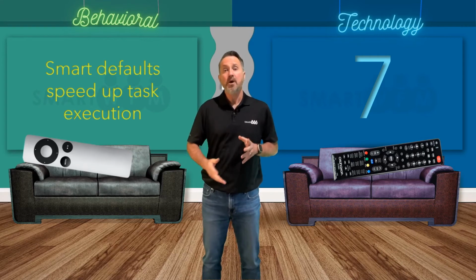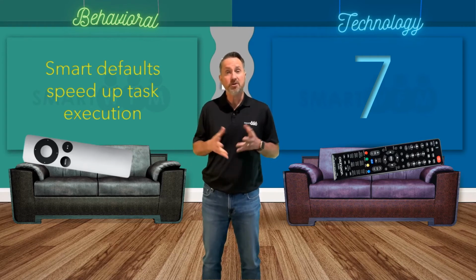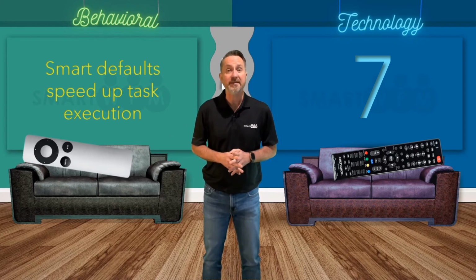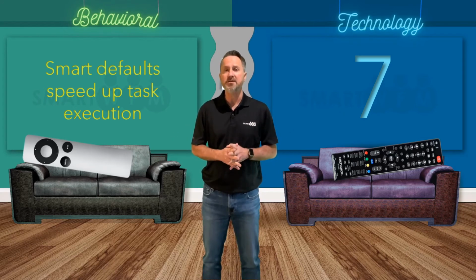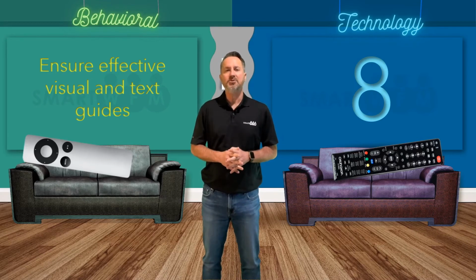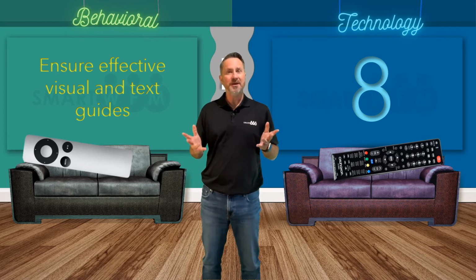Number 7, use things like smart defaults to speed up the task execution. For example, if somebody is requesting a day's leave in your HR or WFM system, default the hours per day in and show any public holidays automatically so that the user doesn't have to figure it out and potentially get it wrong. And finally, the biggest issue with simplicity is system communication.